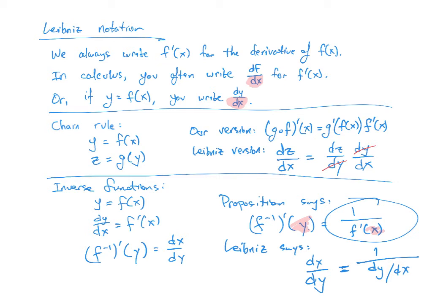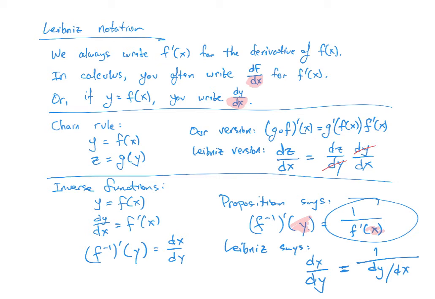I guess I'll end my discussion of Leibniz notation by saying it's really dangerous. It leads to a lot of confusion. You should never use it in this class, but used appropriately, it is a nice way to remember the rules. Any questions on that before we go? And we're going to prove the real inverse function theorem.